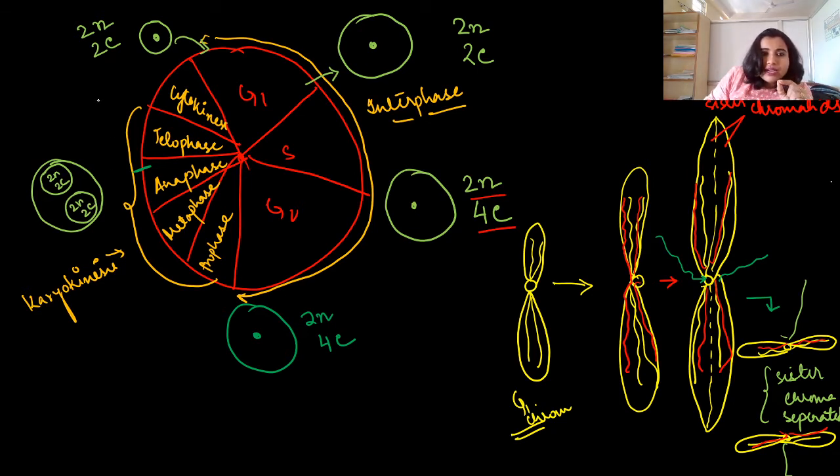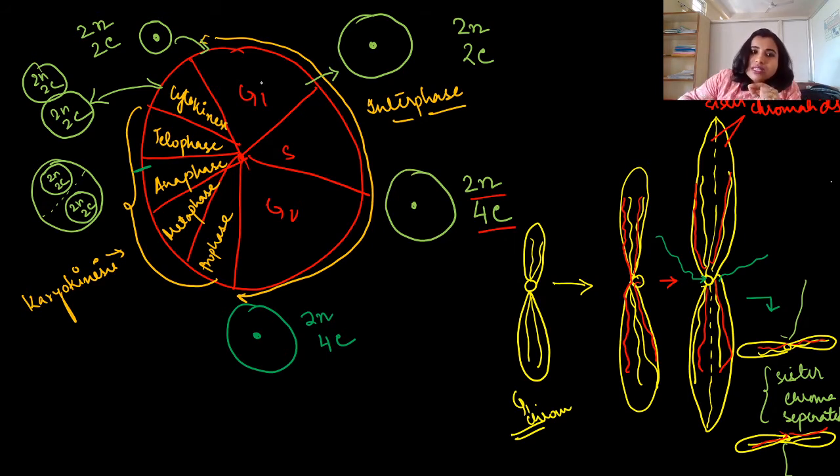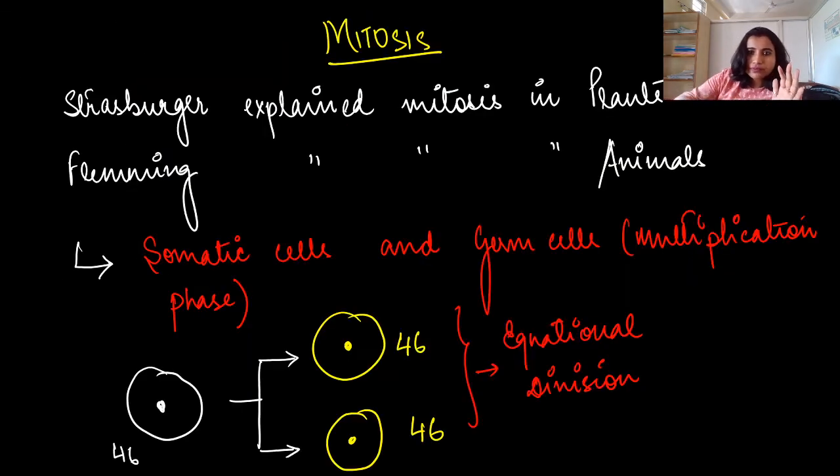And in cytokinesis, there is a complete division of this cell from here, and you will get two cells with 2n 2c, 2n 2c, right? So from one cell you can see how many cells you got at the end of the cell cycle: 2 cells. So this is how the changes take place. Now let's move to mitosis.